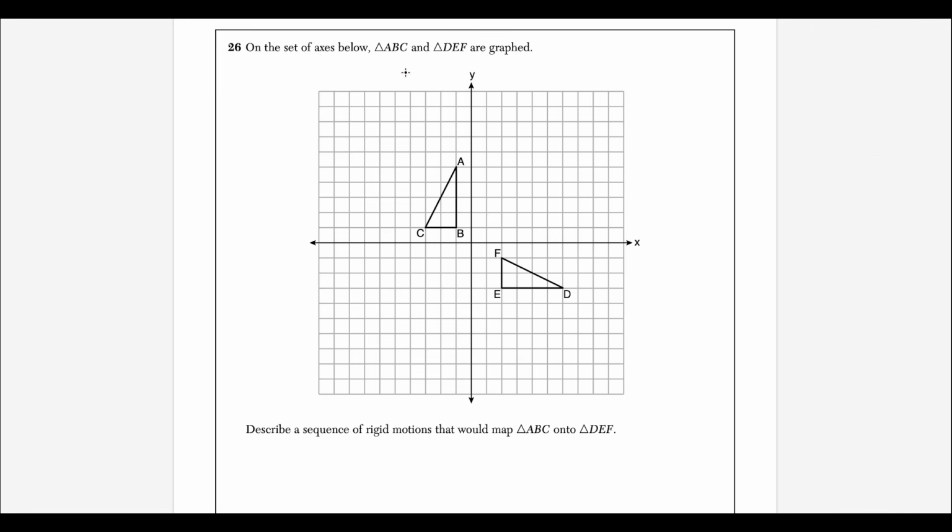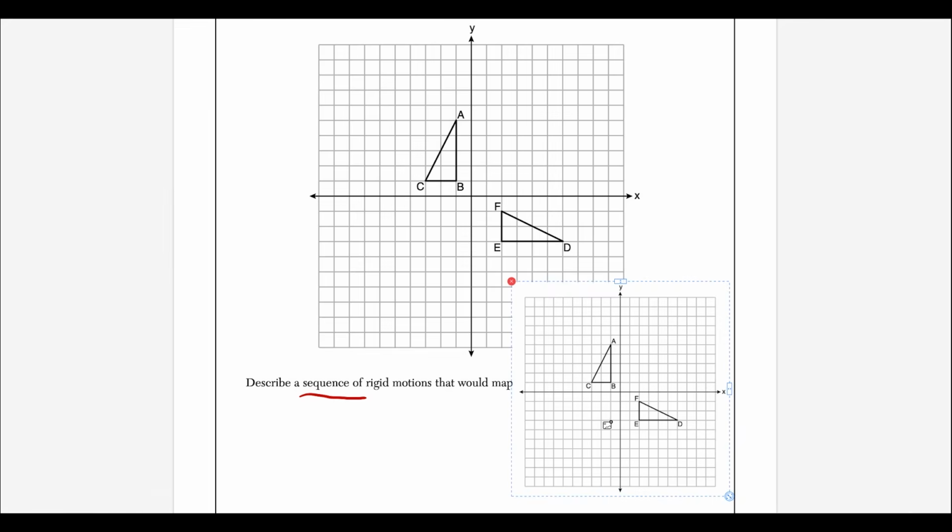For question 26, we have triangles ABC and DEF graphed below, and we need to describe a sequence of rigid motions that will map triangle ABC onto triangle DEF. So for a question like this, the first thing I notice right away is that this first triangle is going to be rotated 90 degrees clockwise, and then there's going to be some sort of translation.